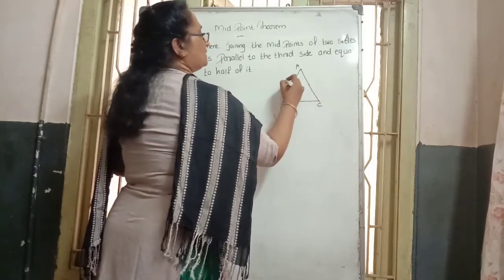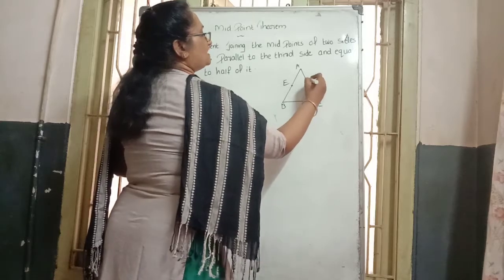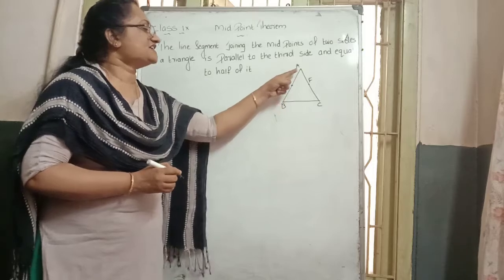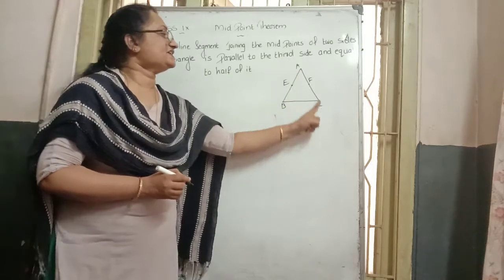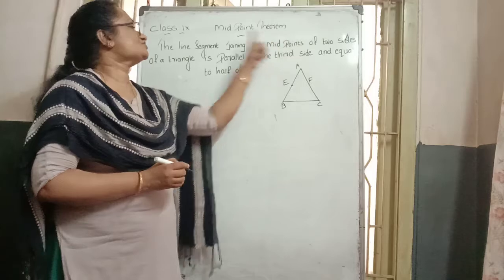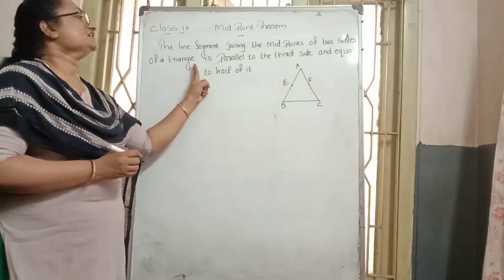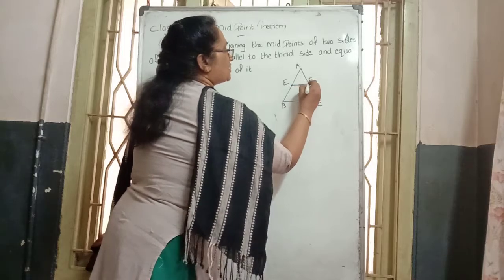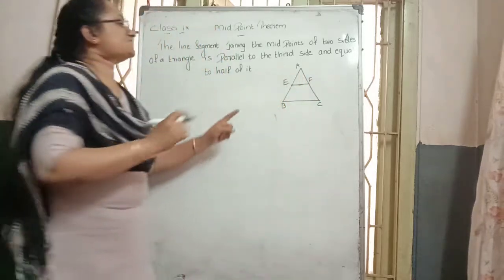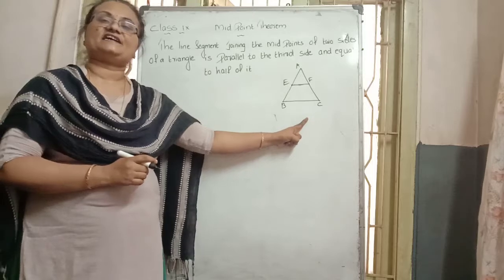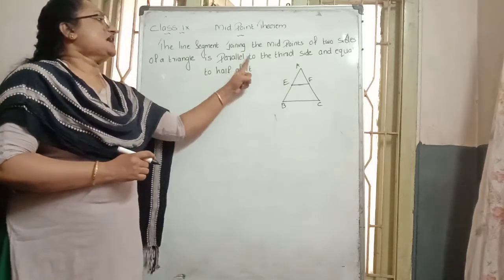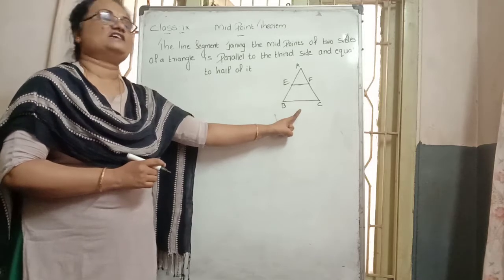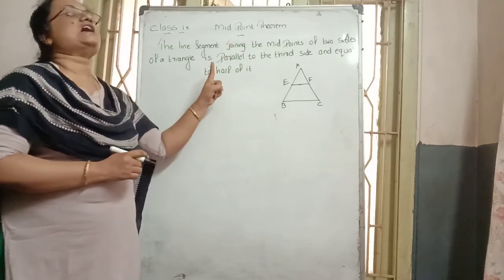So I mark the midpoints E and F. E and F are the midpoints of two sides: the AB side and the AC side. Joining the midpoints of two sides of a triangle, I join E and F. Then that line segment is parallel to which side? The BC side, the third side, and equal to half of it.